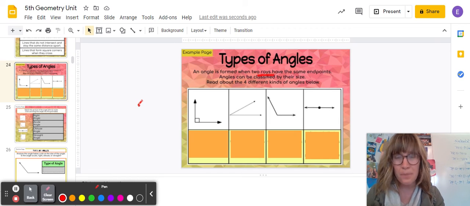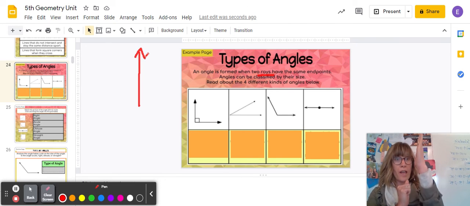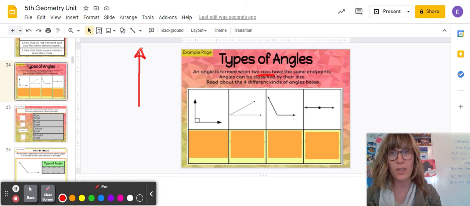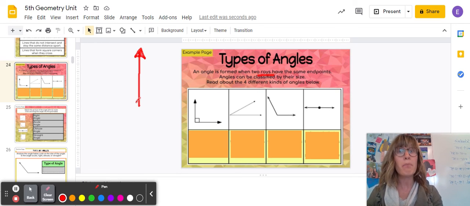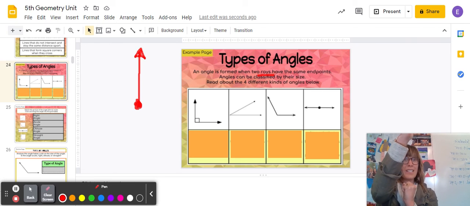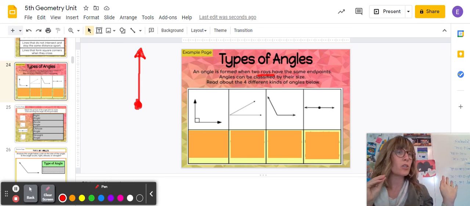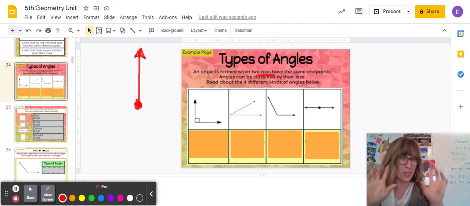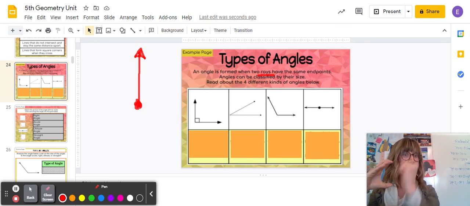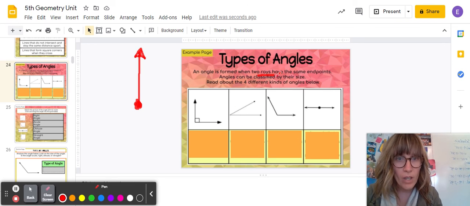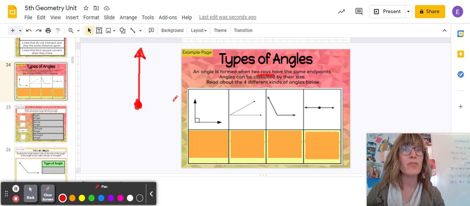A ray is kind of like a line, but instead of going forever, it's dictated by putting an arrow on the end. Instead of going forever in both directions, it ends at one point. So you'll see a dot on this side, and then it extends forever in one direction. Sort of like a little ray of sunshine, right? When you're drawing a traditional little sun, we have rays going out that stop at one side and go forever in the other.